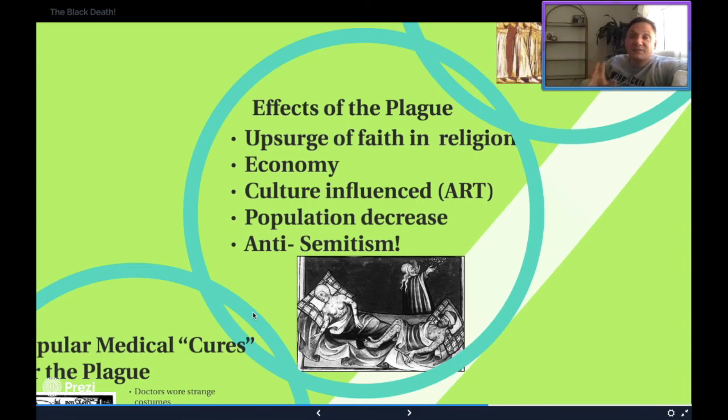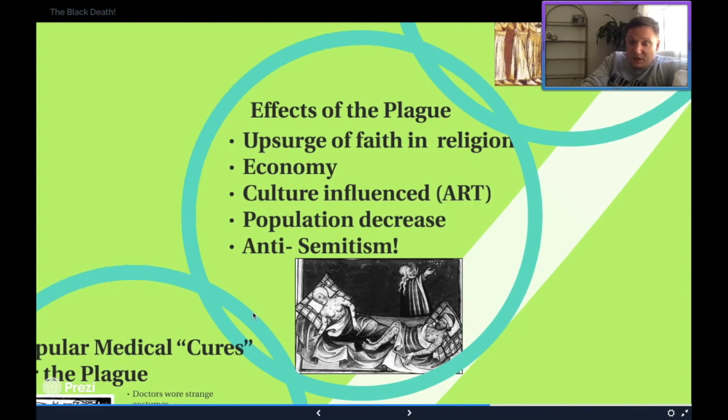Now, there are going to be massive effects of the plague as well, okay? Biggest effects of the plague are going to be upsurge in faith and religion. And I'm going to start moving a little faster here just because I don't want this to take up your entire break, right? And you're going to have one more after this. I'll probably record and post that tomorrow, okay? Now, you're going to see an upsurge in faith and religion, which is going to be a very, very big importance, okay? Economy, which is going to be positively affected. You're going to see culture heavily influenced, especially in art. You're going to see a population decrease, which we'll talk about here in a second. You're also going to see the growth of anti-Semitism, right? But let's go ahead and get into it.